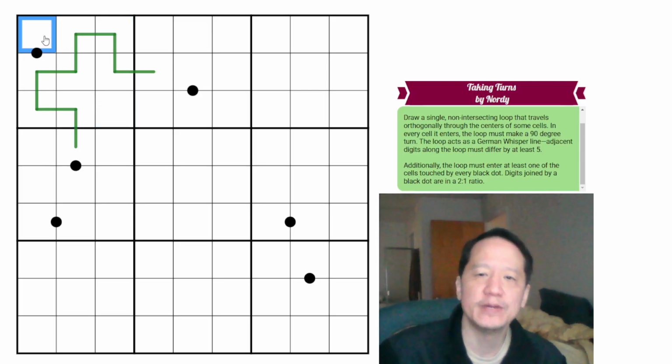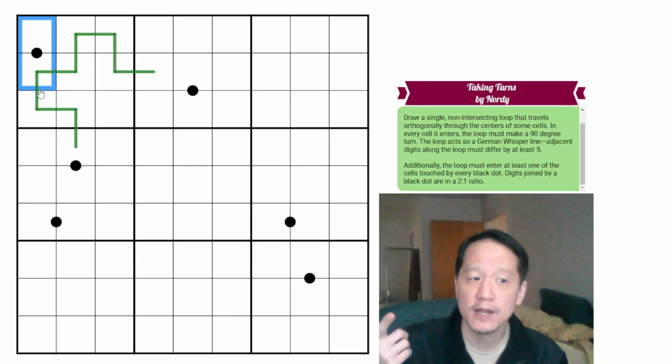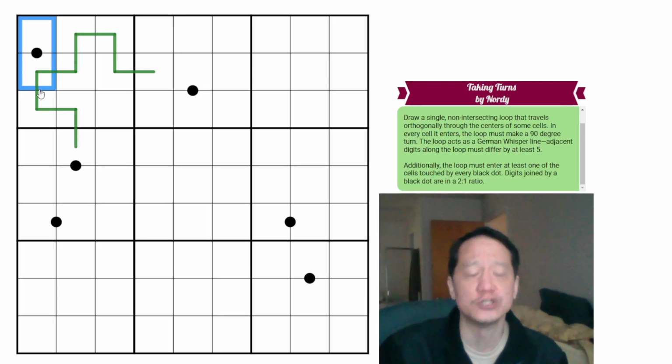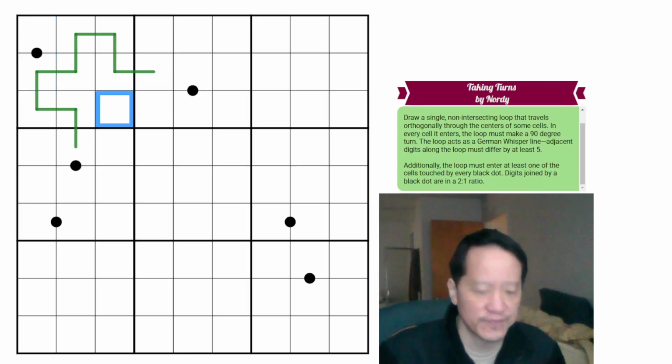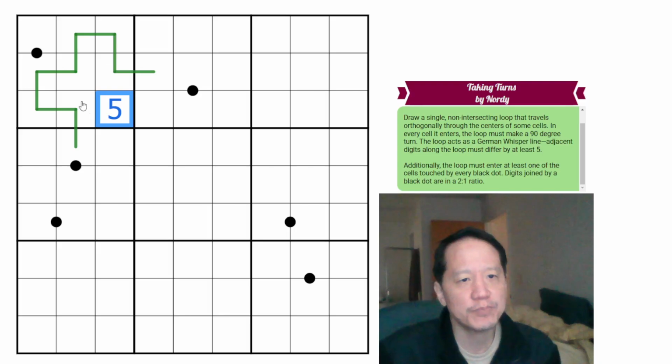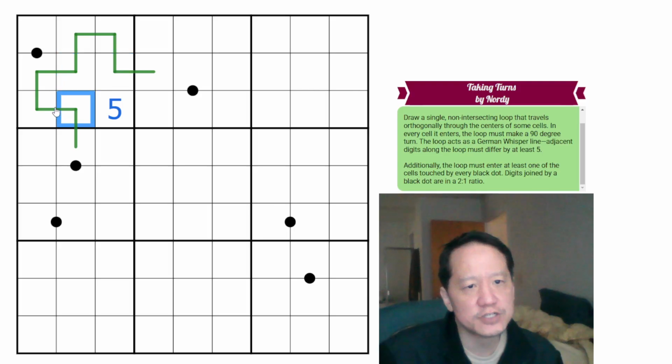Well, the 5 can't be next to a black Kropke dot because it's not double anything, and if you double 5, you get 10, which is not a digit. So this is never 5. So where is the 5? The 5 has to be here. And the remaining digits now have to have 4 through 6.